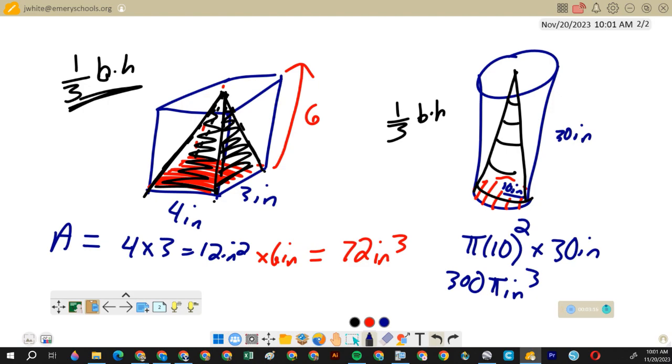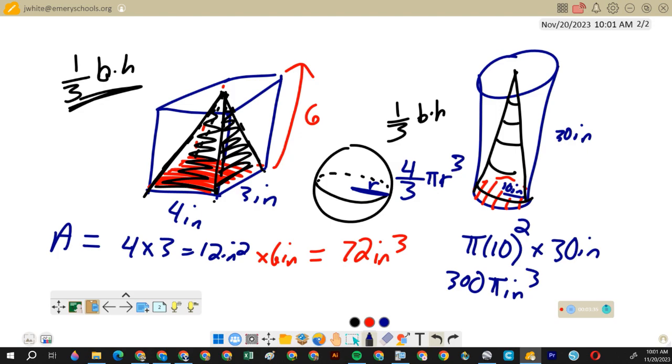Okay, the only other thing is, what if I had a sphere with a known radius? What is the volume of the sphere? The volume of the sphere is 4/3 pi r cubed. And I don't really have an easy way for you to remember that one. 4/3 pi r cubed.